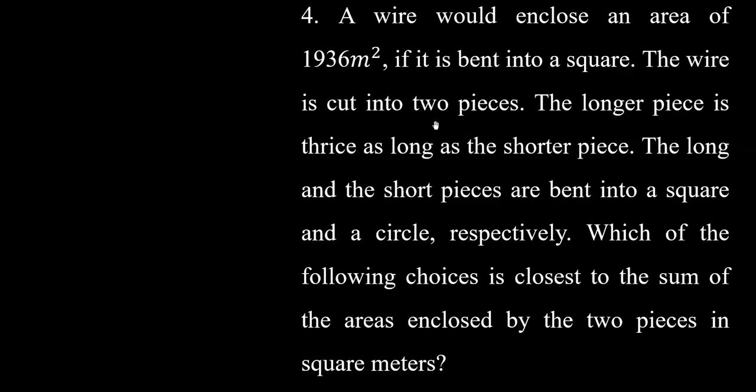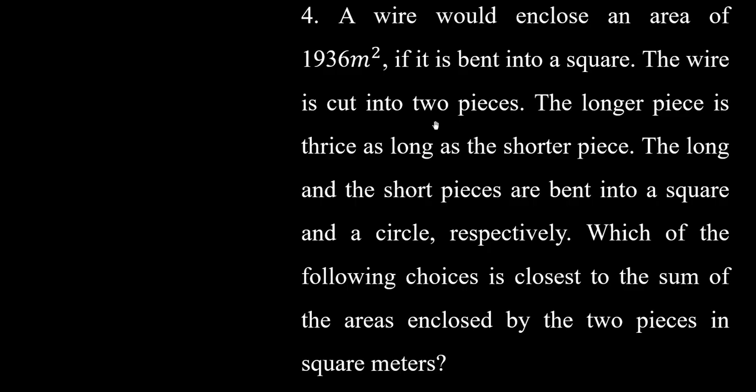You have a wire, you can bend it into different shapes. You have a thread, you can put it in different shapes. You have a wire formed into a square shape. The area of that square is 1936 square meters. See the concept they have given. But what they're asking now is that the wire should be cut into two pieces. The first piece they formed a square, the second piece they formed a circle. The piece relationship is that the longer one is thrice the shorter one.